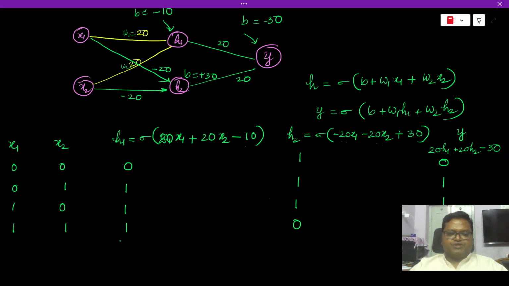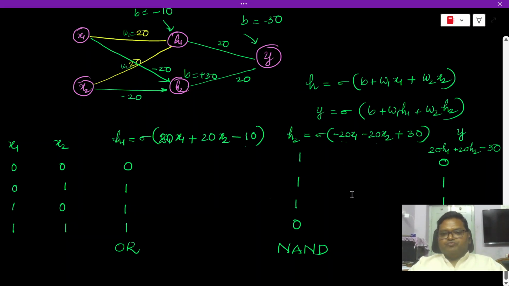If you see H1, it is acting as an OR gate. So only 0, 0 gives 0, all others are 1. And H2 is acting as the flip of AND, that is a NAND gate. AND gate will produce 1 in case of both ones and remaining values will be 0. It is opposite of that, the NAND gate, and Y is the XOR gate. So by choosing a hidden layer, we could solve it.